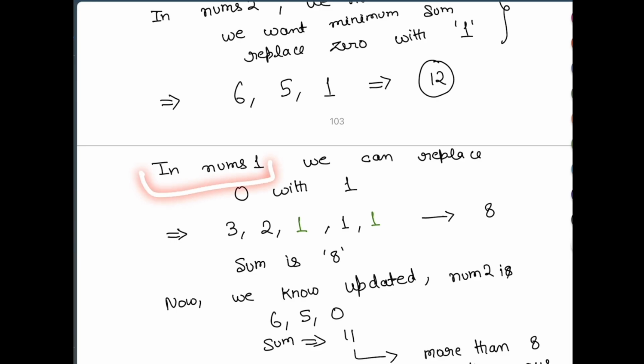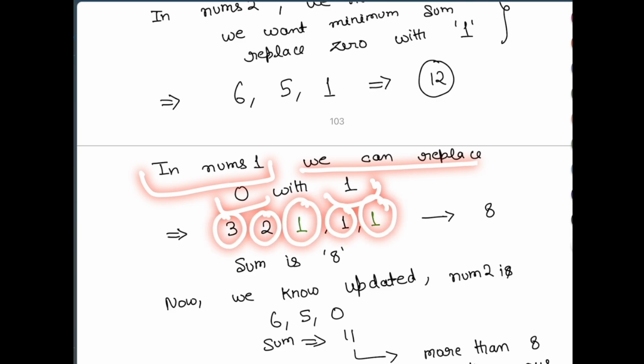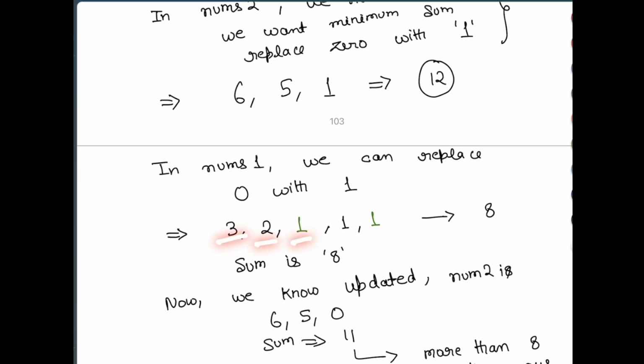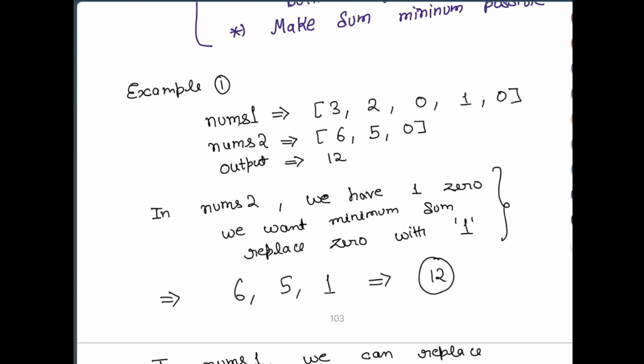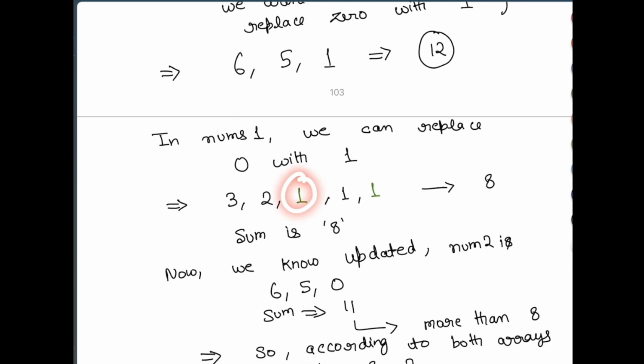In nums1, we can replace the 0 with 1, right? Let us just replace the zeros with 1. So it will be 3, 2, 1. These are the original numbers and we have two zeros which are replaced with 1. So now the array nums1 is 3, 2, 1, 1, 1. The sum is 8. Now, the sum of the first array is 8, which is the minimum sum possible because we need to replace the zeros with strictly positive integers. So we are replacing them with 1. So the minimum possible sum for nums1 is 8.